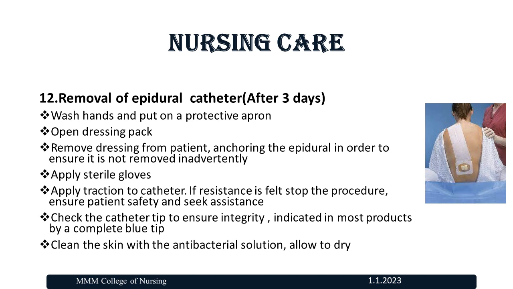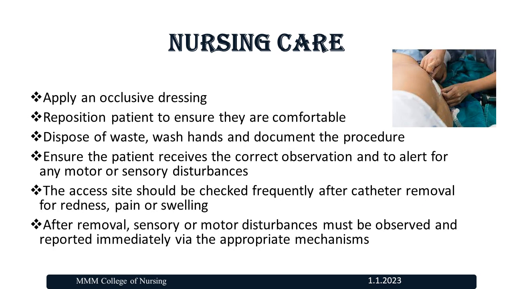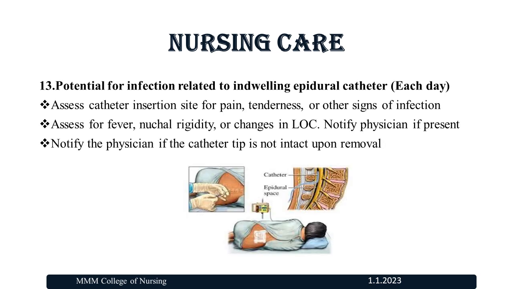We have to check the tip of the catheter. Clean the skin with the antibacterial solution and allow it to dry. Apply an occlusive dressing. Reposition the patient to ensure they are comfortable. Dispose of waste, wash hands and document the procedure. Ensure the patient receives the correct observation and alert for any motor or sensory disturbances. The access site should be checked frequently after catheter removal for redness, pain or swelling. After removal, sensory or motor disturbances must be observed and reported immediately via the appropriate mechanisms.